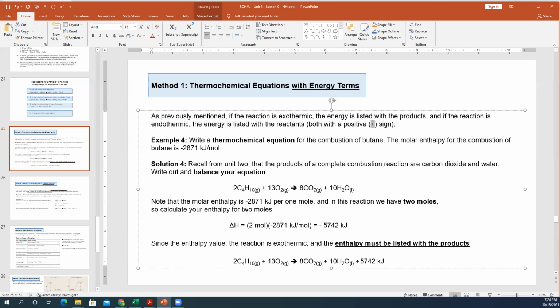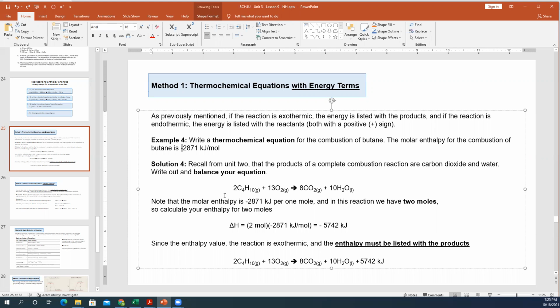So here in this example, you're asked to write a thermochemical equation for the combustion of butane. So this is a combustion reaction. The molar enthalpy for the combustion of butane is minus 2,871 kilojoules per mole. So this is the molar enthalpy of combustion for butane. For 1 mole of butane, it's this much.